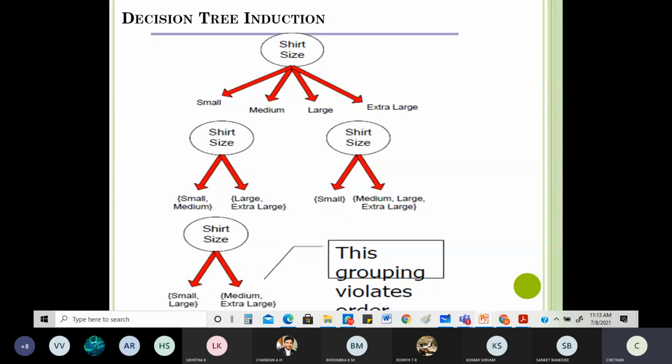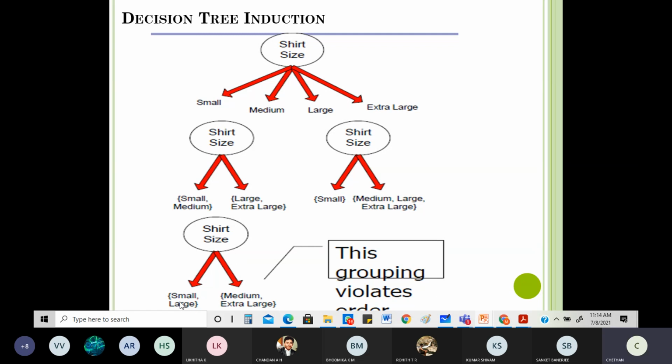Why is it violating? First comes small, and after that you need medium. But you see the split that has happened: first they have grouped small and large in one place, but the medium should come in between. That medium is being grouped with extra large.